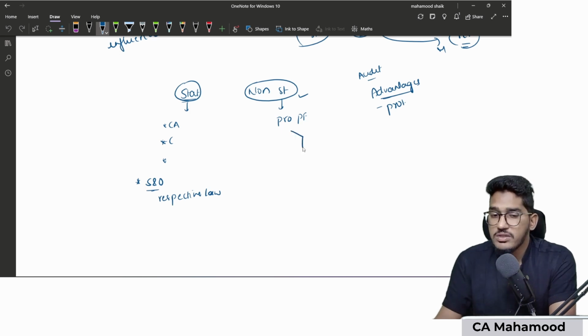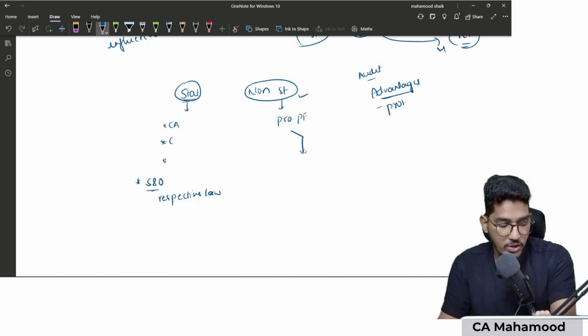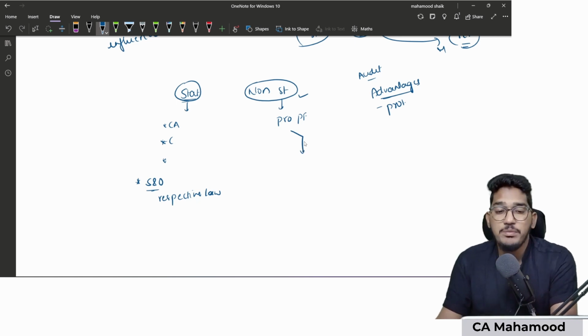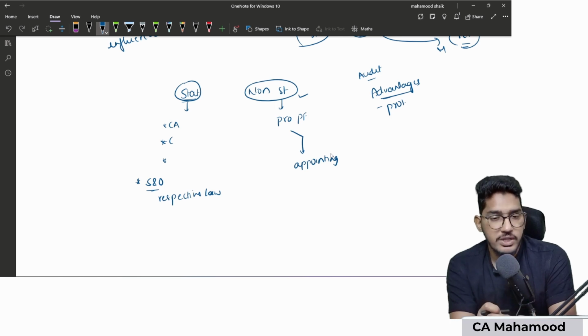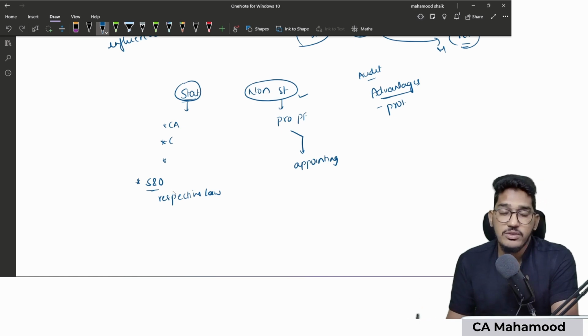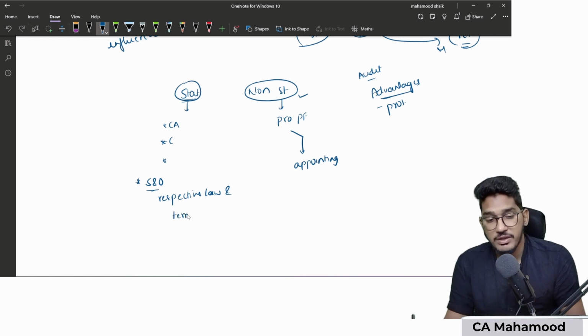Whereas when it comes to non-statutory audit, the duties and responsibilities, that is the scope and objectives of the auditor, will be decided by the appointing authority through terms of engagement. Simply, whoever is appointing you, those people only will decide what will be your scope and objective. In which audit? In the case of non-statutory audit. Whereas when it comes to statutory audit, who will decide the scope and objective? They say the respective law, and also they say terms of engagement.